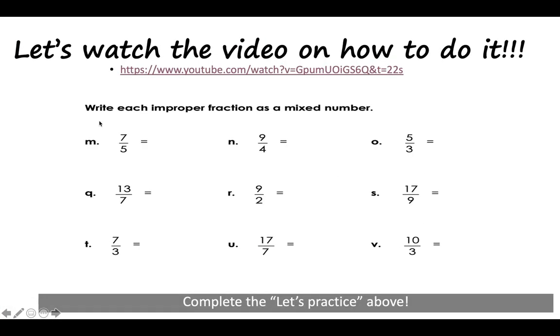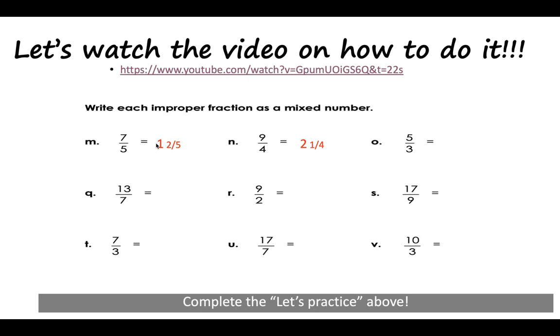So I have 7/5. 7 divided by 5. How many times does 5 go into 7? Well, it goes in once. There's 2 left over. So it would be 1 whole and 2/5. 9/4. 9/4 or 9 divided by 4. 4 goes into 9 2 times with 1 left over. So I put that 1 over the original denominator of 4, and I get 2 1/4.